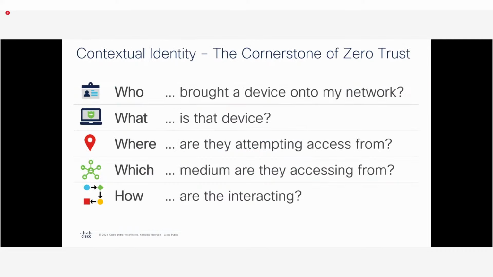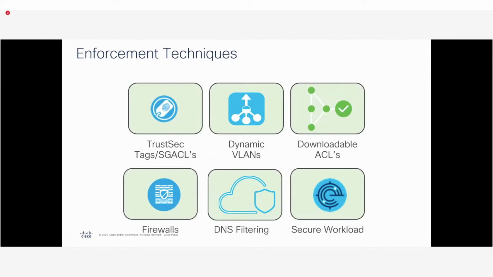As opposed to when I get to the point of contextual identity, that who, what, where, when, how. As I utilize this who, what, where, when, how, many of these devices are not going to fall into my segmentation plan, are going to fall outside or be a unique use case, et cetera, and need to utilize some other enforcement mechanism, whether it's a downloadable VLAN, a downloadable ACL, firewalls, DNS, et cetera.